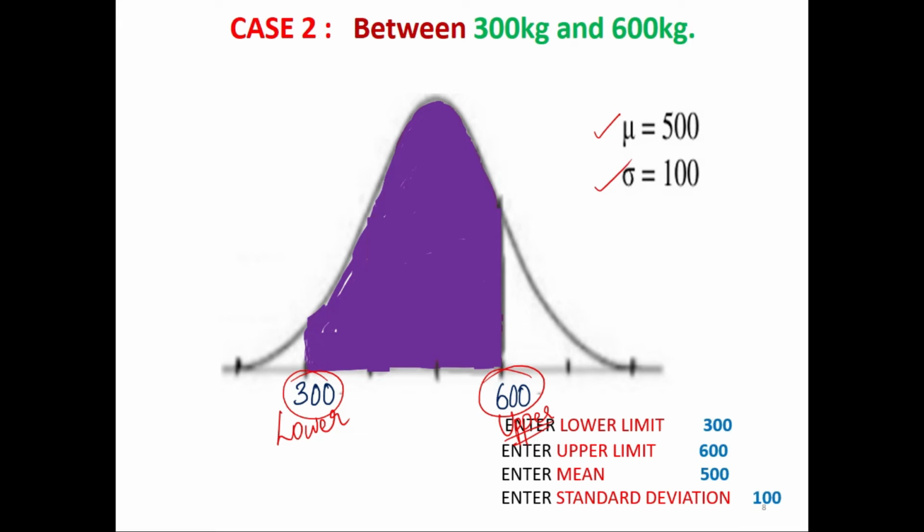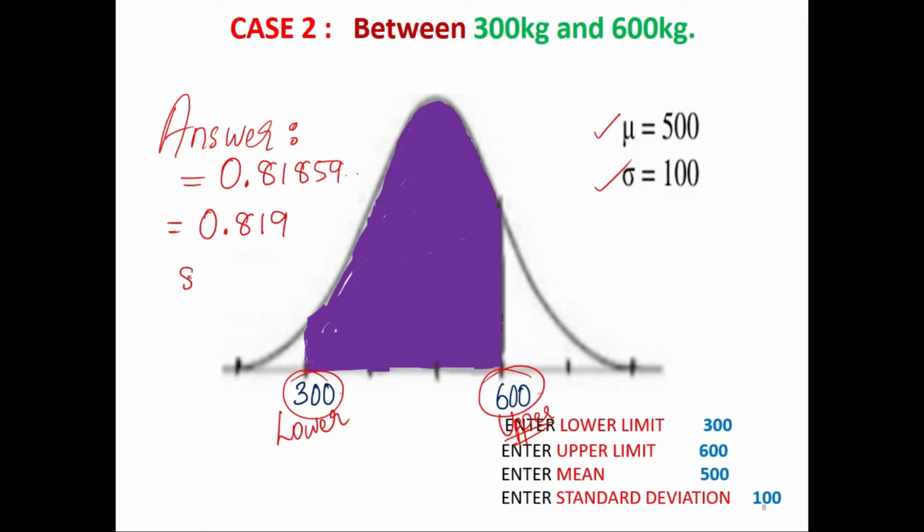So these will be the values that you will have to enter. The answer will be equal to 0.81859. To 3 SF it will be 0.819. I can say 81.9%. Moving on to case 3.